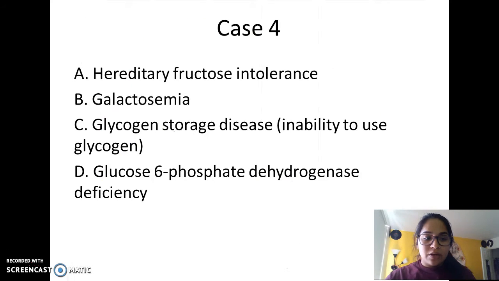The next case I will be talking about is case number 4, and that is a previously healthy 2-month-old female presents with jittery spells several hours after breastfeeding.